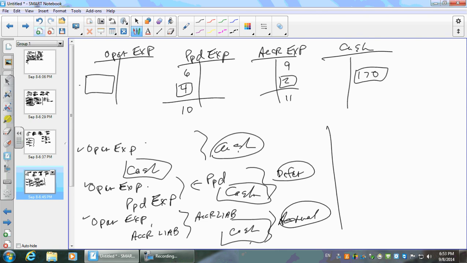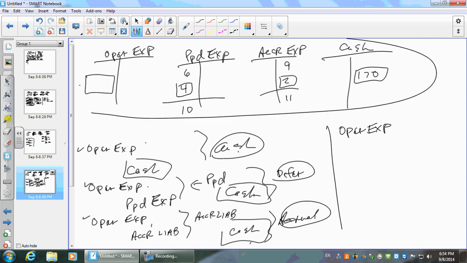Okay, so what do we do here? I want to know what the debit is to operating expenses. By the way, do I have to write this entry down, or can I just solve it right here? Of course you could just solve it right there. I think I could take 170 plus 2 less 4 and get 168. That's that number. Okay, but if you want, you could write it down this way.